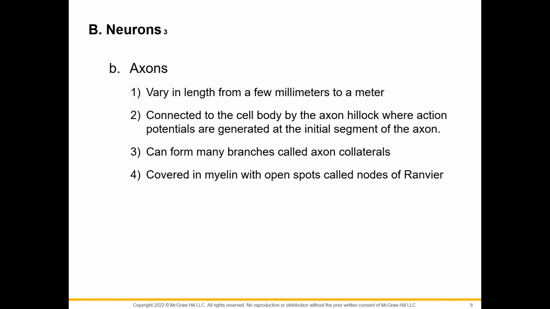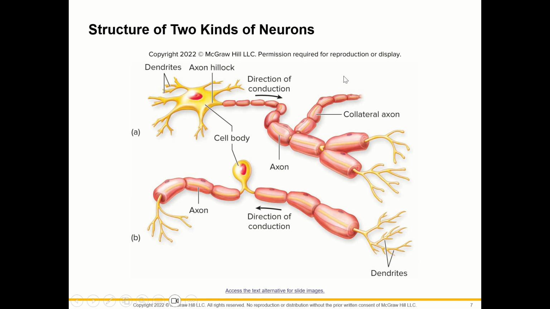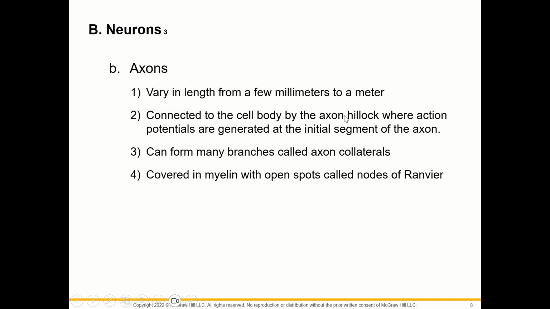Axons can form many branches called axon collaterals. We saw that here in this figure 7.1a. And that allows them to connect to other neurons and effectors, etc. And they are covered in myelin with open spots called nodes of Ranvier.